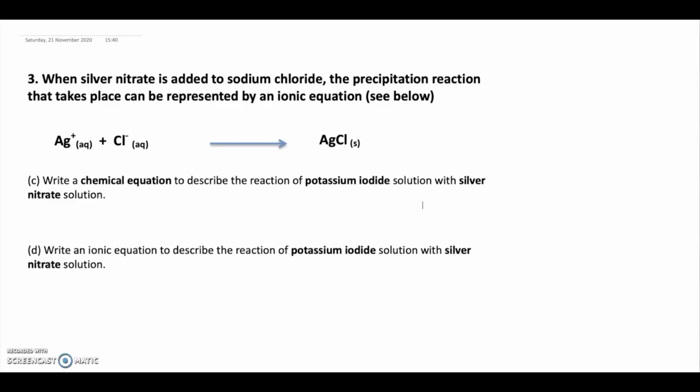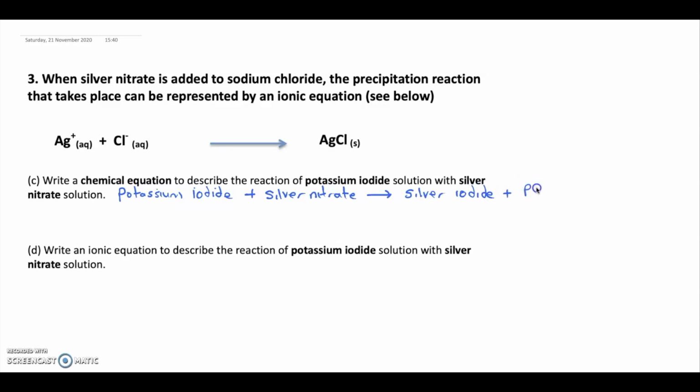So for question 3C, we're asked to write a chemical equation to describe the reaction of potassium iodide with silver nitrate. To do this, I'm first going to write the word equation. So we have potassium iodide added to silver nitrate, and we're going to form silver iodide, which is going to be our precipitate, and potassium nitrate. And this word equation represents a precipitation reaction that takes place.